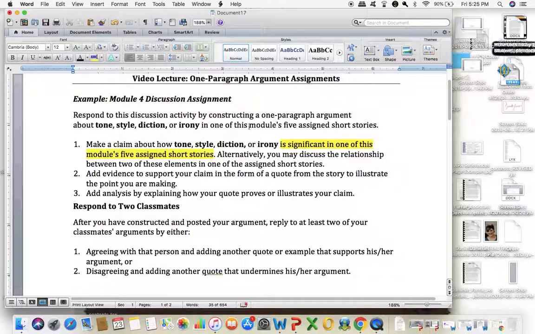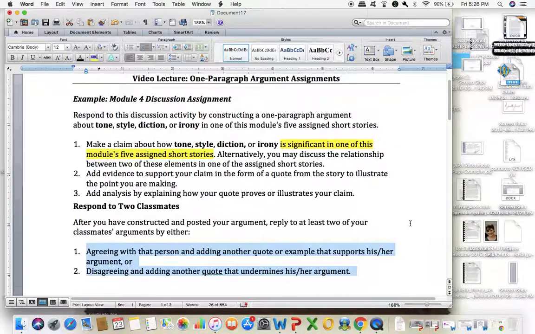And then the 1, 2, 3 are the same for every discussion, right? Which essentially says make an argument, add evidence, do analysis, and then respond to 2 classmates. A lot of people are continuing to forget that in both of your responses to your classmates you need to provide evidence and in-text citations.